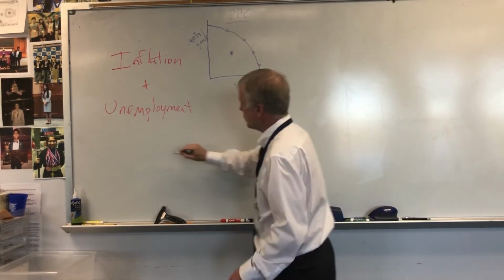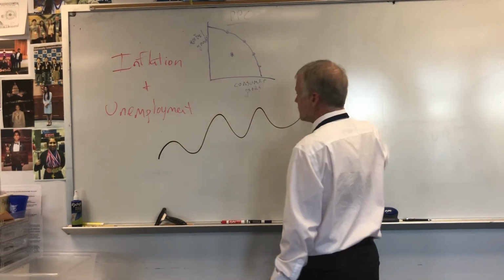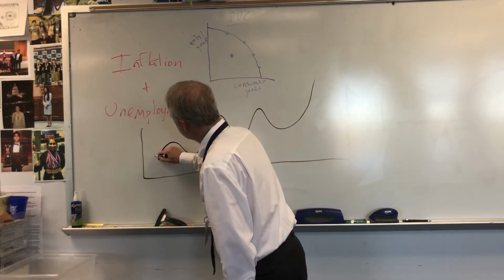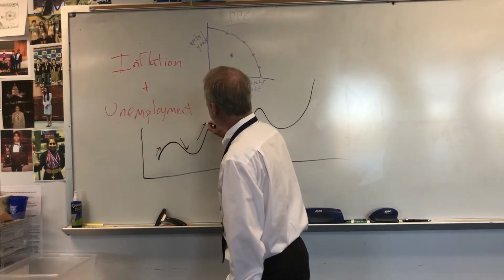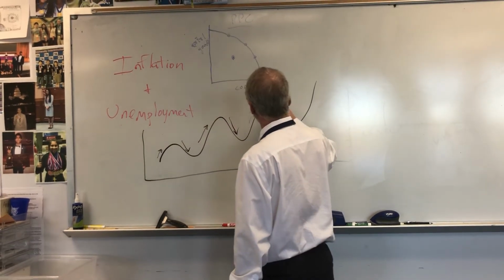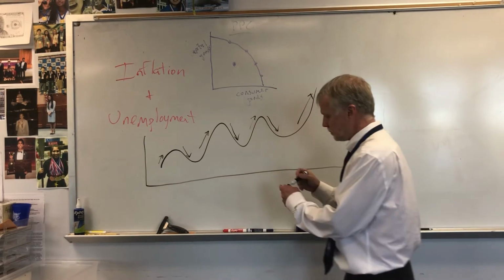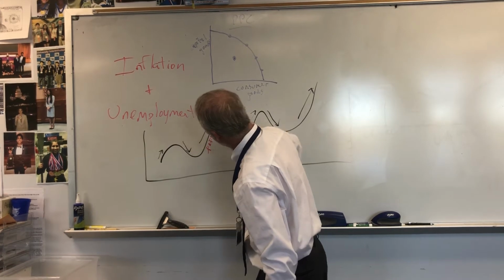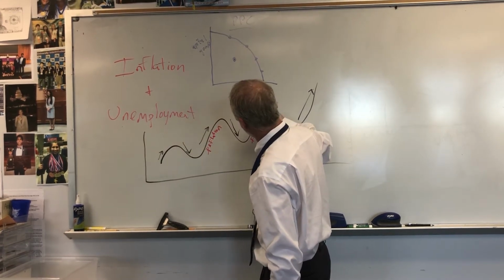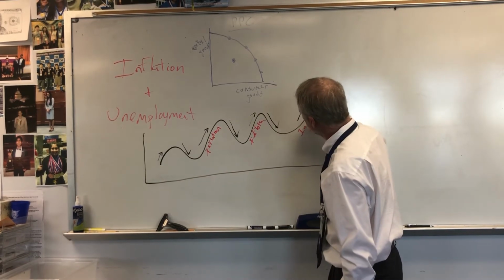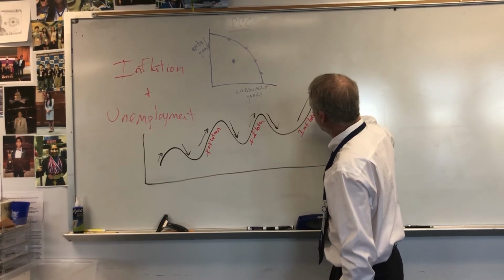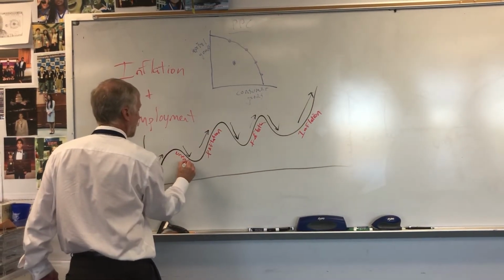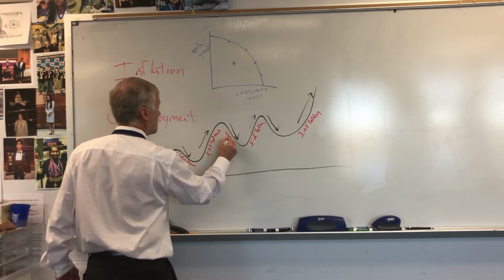Another graph we've used in macroeconomics is the business cycle. We know with the business cycle that we have up and down phases. The up phase is expansion, the down phase is contraction. We know the up phase represents inflation, particularly demand-pull inflation. The down phase, or contraction, represents unemployment, particularly cyclical unemployment. So we can illustrate unemployment on the business cycle just like we can on the PPC.